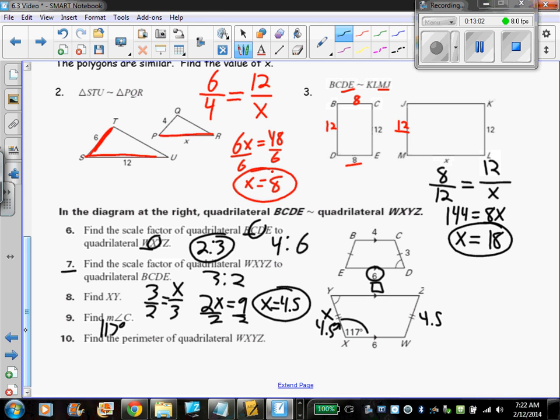If you were to solve it, you would figure out that it was a length of 9. 4.5 plus 4.5 is 9. 9 plus 9 is 18. 18 plus 6 is 24. And I kind of skipped the step of figuring this one out, but you would do something similar to what you did in number 8 to figure that one out.